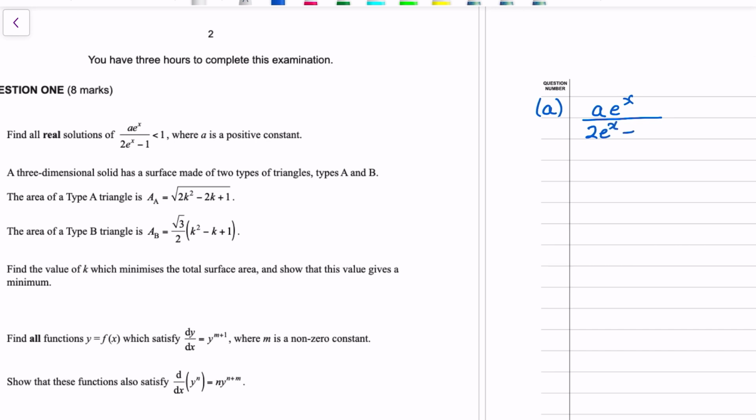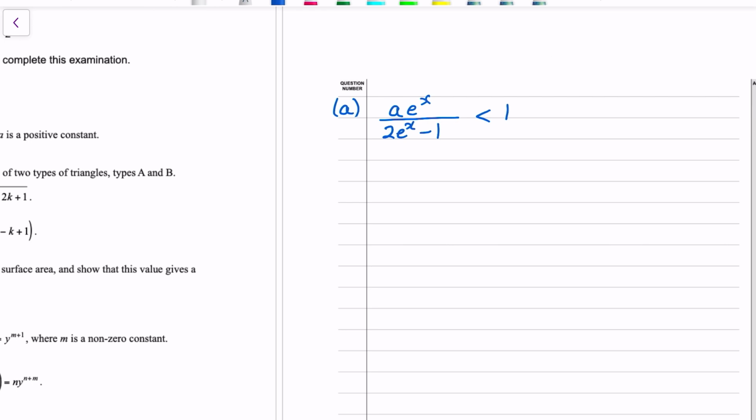Okay, we're solving an inequality. The first thing to realize when you solve inequalities is multiplying through by a denominator, multiplying or dividing both sides of an inequality works, but you have to be careful that you're not multiplying or dividing by a negative, because when it is negative, the inequality will flip around.